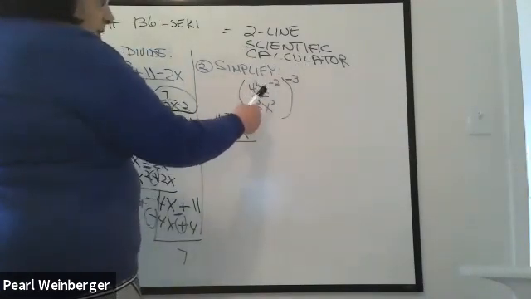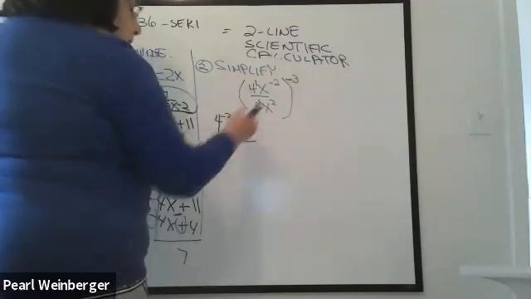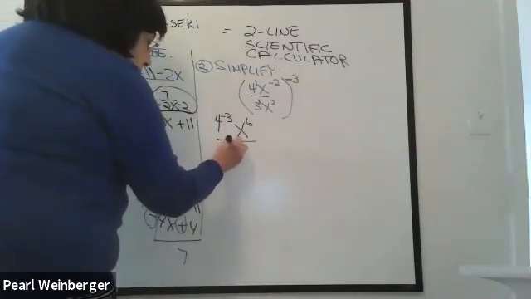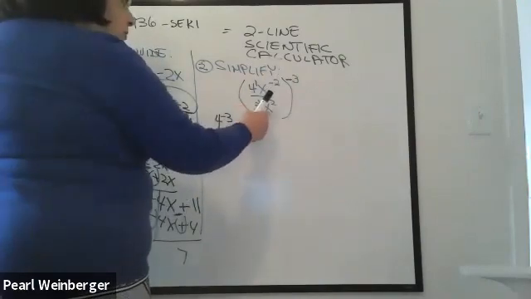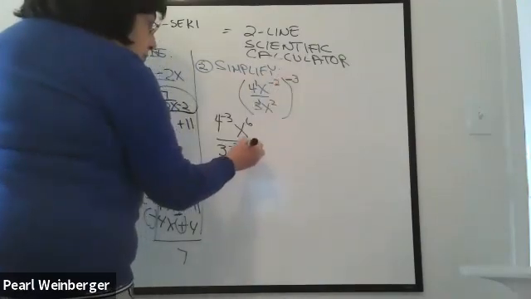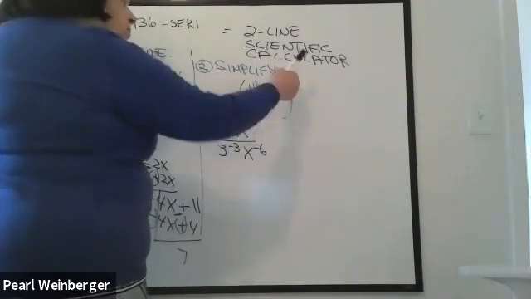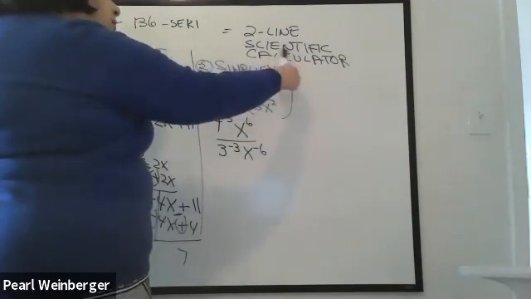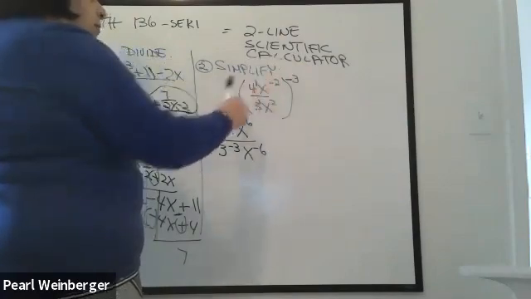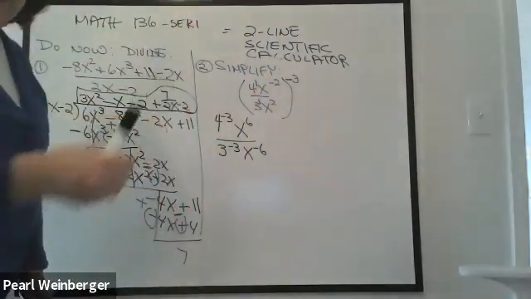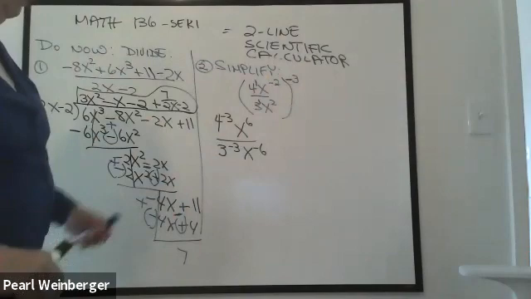And on the denominator, 3 to the 1 to the negative 3 gives me 3 to the negative 3. And x squared to the negative 3 gives me x to the negative 6. I just multiply the outer exponent by each of the inner exponents. So as I said, I distribute that exponent.